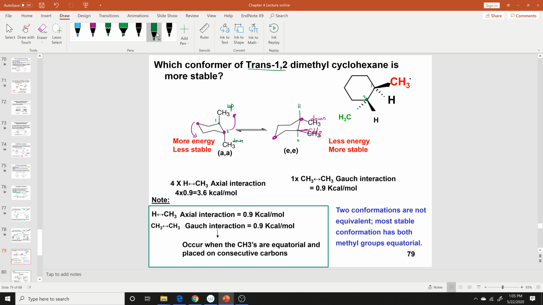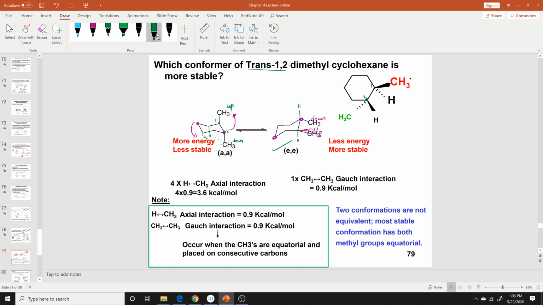Now for this structure, I'm having the two CH3s on the equatorial, so immediately this is going to be the most stable structure. Here I'm having the CH3s on the axial. They're going to have the 1,3 diaxial interactions, so it's going to be completely unstable. I'm going to have interactions between this hydrogen and this hydrogen. These are down, and they're going to interact with this CH3.